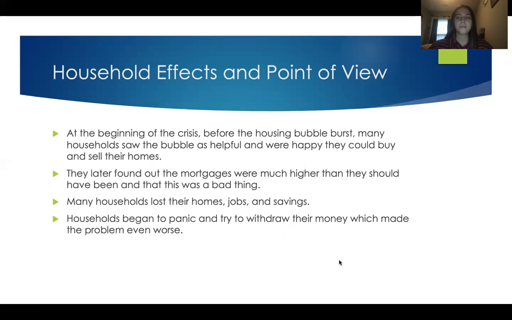A large effect that this had on households was the high unemployment rate at 10% caused by the crisis, as well as the loss of jobs by many Americans. Households also found themselves losing their savings as banks went bankrupt, causing many people to panic and withdraw their money, which, as I said earlier, continued to make the problem even worse.